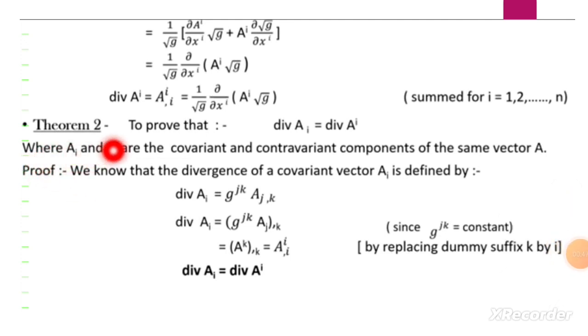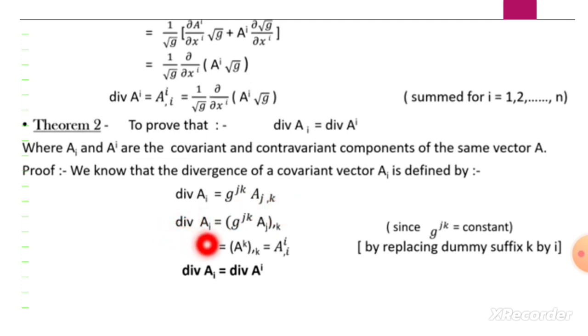Now the second theorem states that we have to prove divergence a subscript I is equal to divergence a superscript I, where a subscript I and a superscript I are the covariant and contravariant components of the same vector A. So coming to the proof of this theorem, we know that the divergence of a covariant vector a subscript I is defined as g superscript jk into a subscript j comma k.